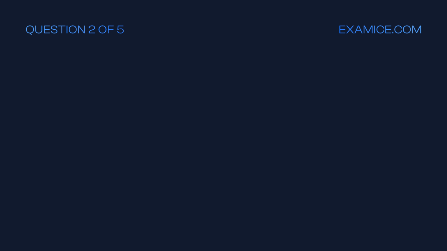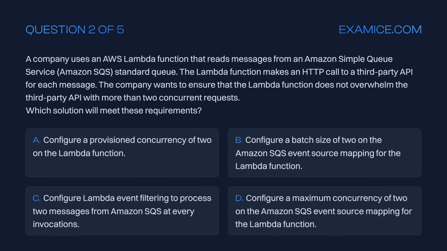Question 2. A company uses an AWS Lambda function that reads messages from an Amazon Simple Queue Service standard queue. The Lambda function makes an HTTP call to a third-party API for each message. The company wants to ensure that the Lambda function does not overwhelm the third-party API with more than 2 concurrent requests. Which solution will meet these requirements?